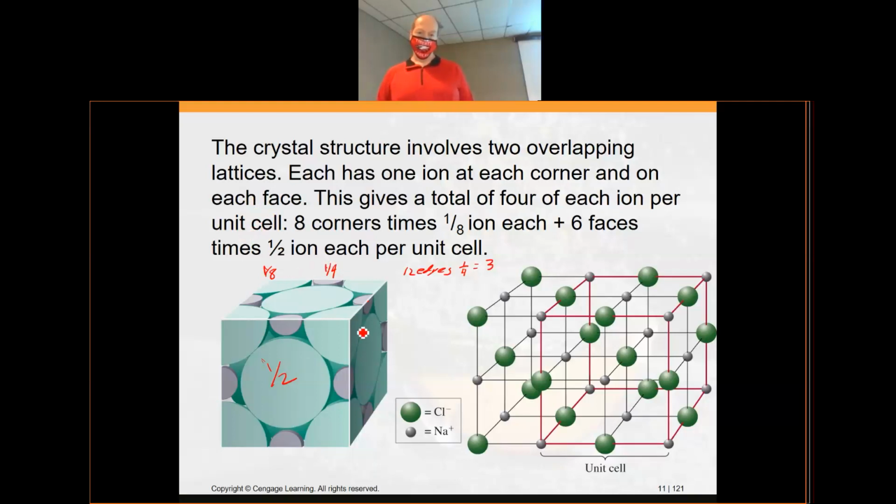All right, so then we look at the chlorines here. We got 8 on the corners. And we have 6 on the faces. All right, so the one we can't see is the sodium. So this is sodium. The one that we can't see is the sodium in the center, and then there's one in the center.